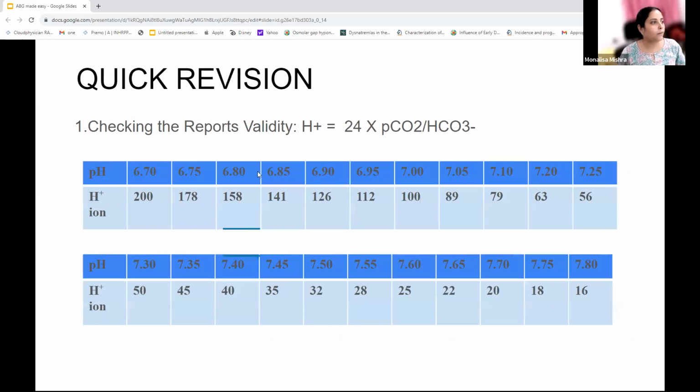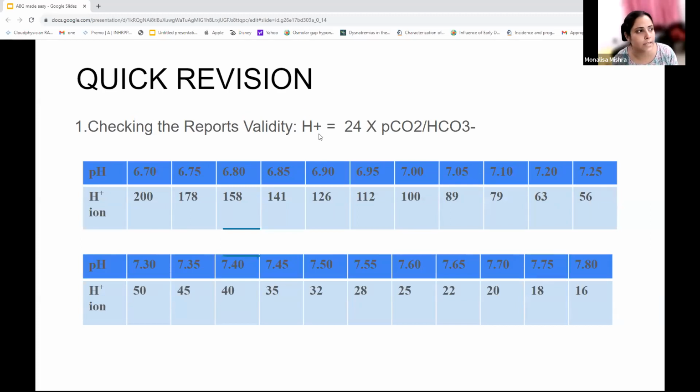Okay. So first you have to check the validity of your ABG, whether your ABG is valid or not. Sometimes what happens is that you take a sample, but your ABG is not matching with the patient's condition. Like, okay, this patient cannot be so acidotic or this patient cannot be so alkalotic. So always check the validity of the ABG.